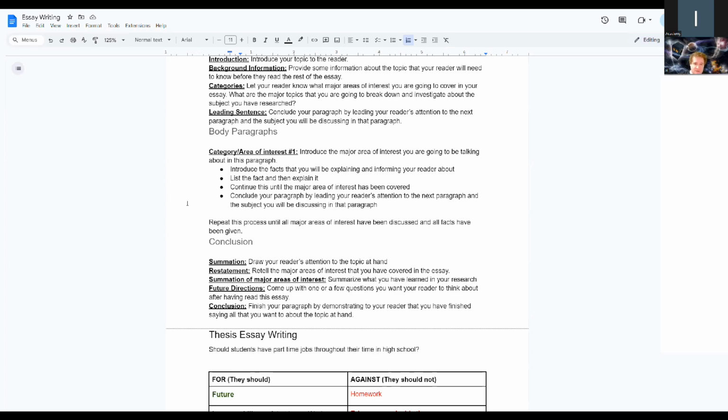Some keywords or phrases that will link to the first sentence of that next paragraph. And when we start taking a look at specific essays, I will show you what I'm talking about with that.